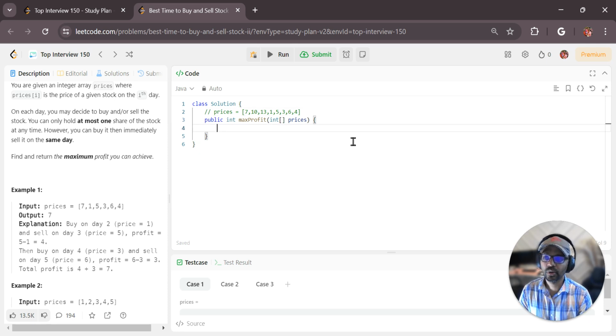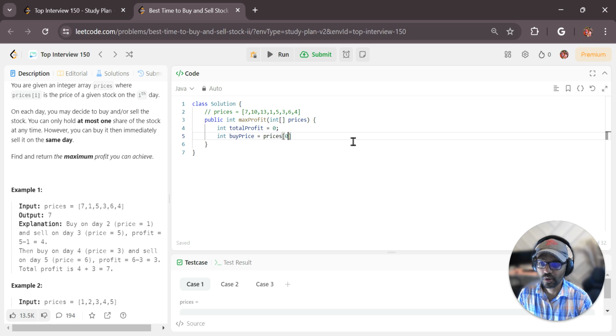Let's try to code that up. So int total profit. This time I'm going to call it total profit instead of max profit, because there are multiple transactions which can actually generate profit. And the first buy price, like last time, is prices of 0, and like last time, we are going to add a special if condition. If prices dot length equals 0, then return 0.